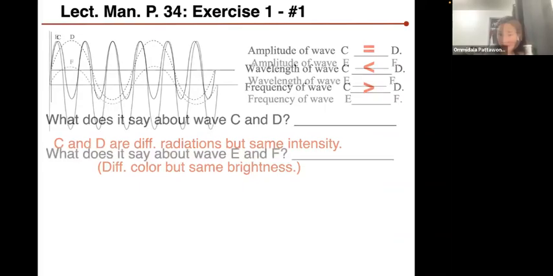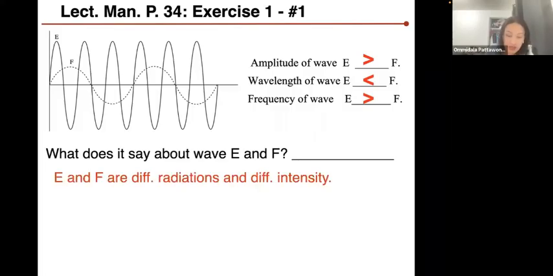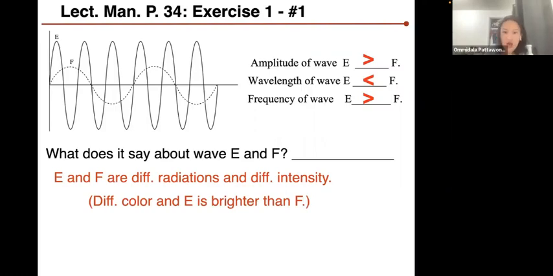but the same brightness. Next, between E and F, okay, so the amplitude of wave E is going to be higher than F, and then the wavelength of F would be longer than E, right? And then the frequency of wave E would be higher than F. So in this case, it tells us that E and F are different radiations, and also they have different intensity as well. So again, if this would be the visible light that contains color, right, they are going to represent different colors. E is going to be brighter than F.